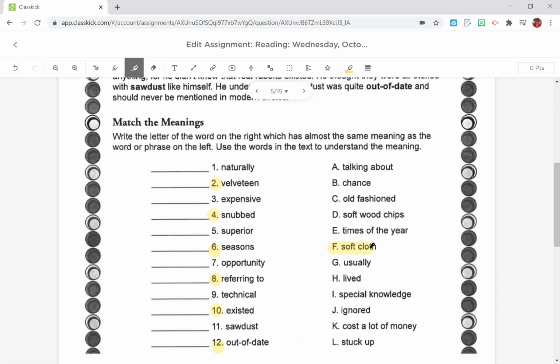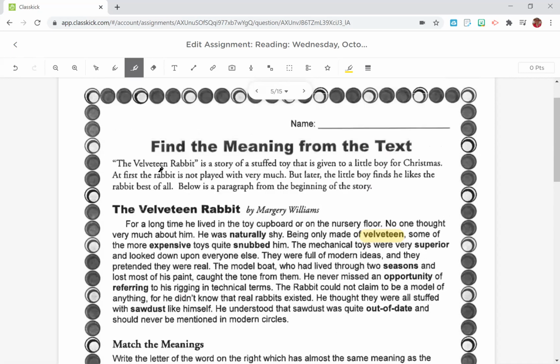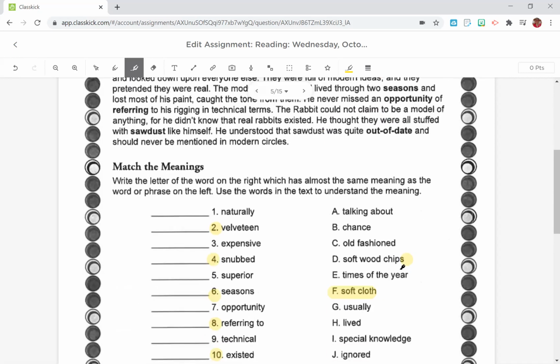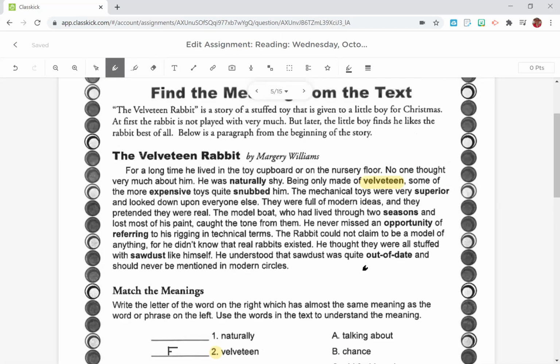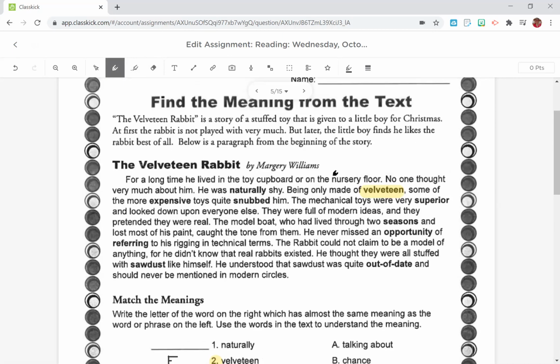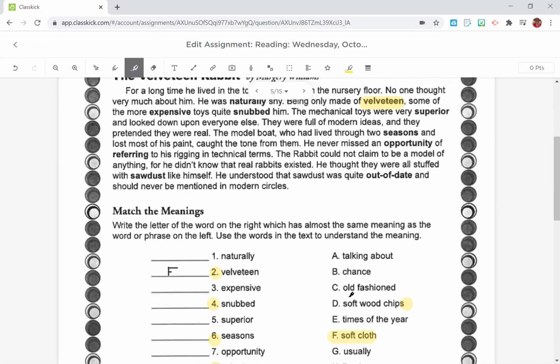Cloth is the only thing here I see that it could have been made out of, because it couldn't be made out of wood chips. You couldn't make a stuffed rabbit with wood chips. So it's a soft cloth, F. When you're making connections, that's called making inferences. We also learned that that's a strategy we can use when we're solving unknown words.